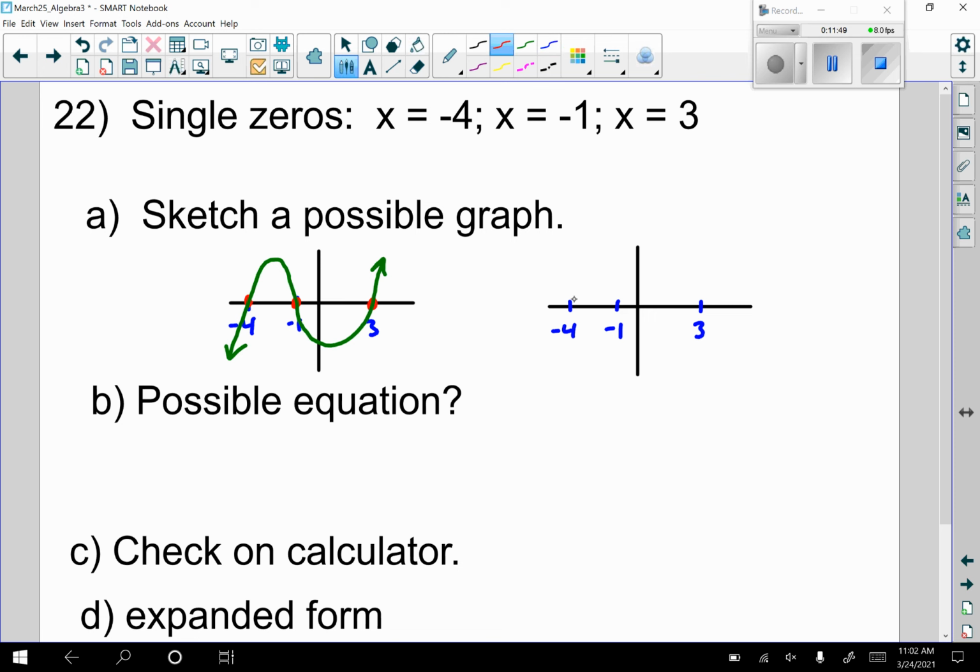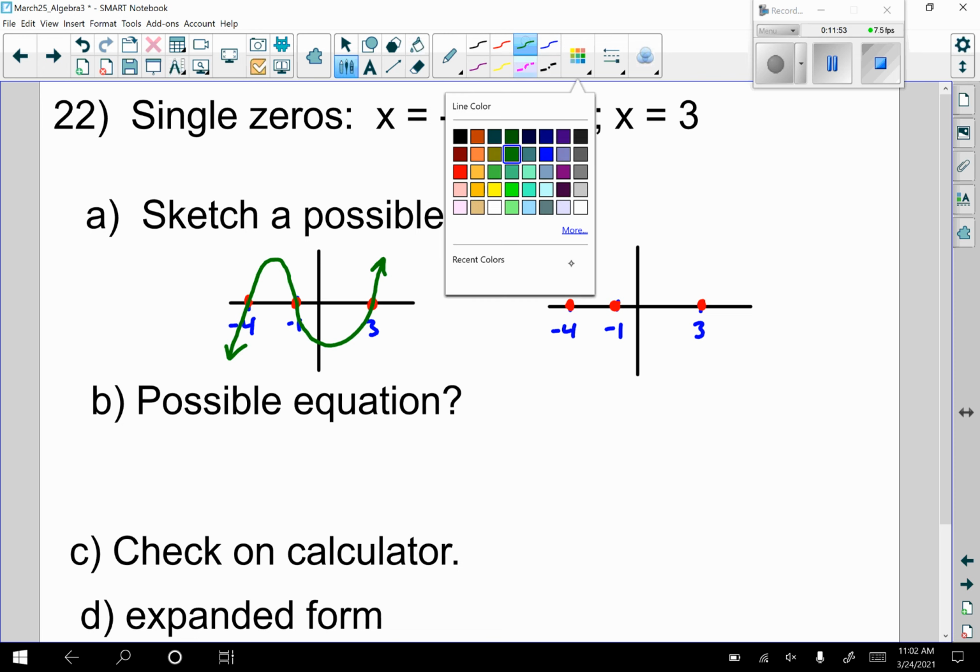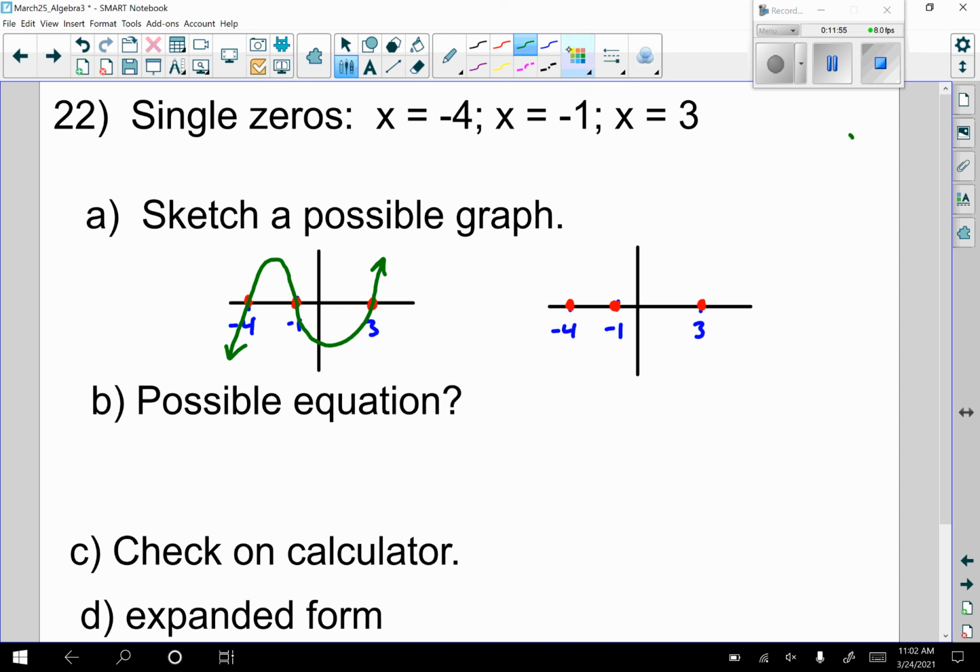Just sort of the direction. I did not have to necessarily go up through the -4. I could have come down through the -4, turned and went back up through the -1, turned and went back down through the 3. So these are the possibilities here. So it could look like this. Again, what's going to vary is how far up we had to go to turn, how far down. That we don't know yet, but we just wanted to get a possible sketch of the direction, the turns, and the x-intercepts.